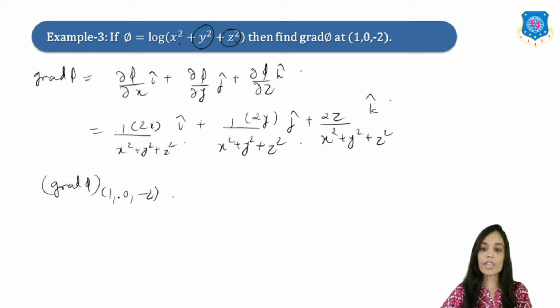So x is 1, y is 0, z is minus 2. So if I put these values over here, the answer will be 2 i cap upon 5, right? Because y is 0, so 1 square plus minus 2 square will be 5. Now if I put over here, y is 0, so this whole term will go to 0, so I will write 0 j cap. And plus, if I put over here minus 2, it will be minus 4 upon 5 k cap. Okay, so this is the answer of the gradient.